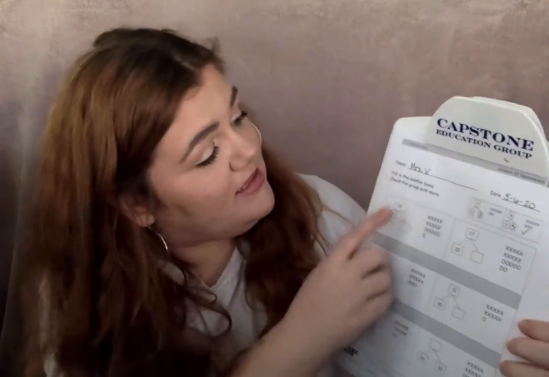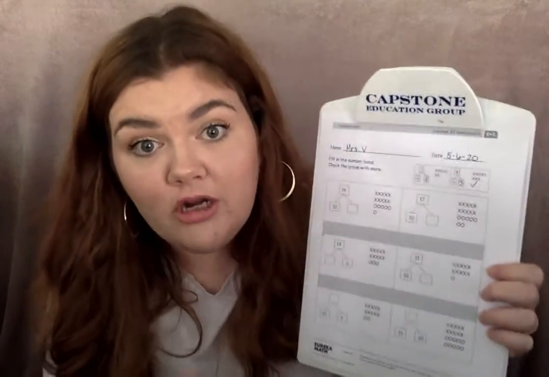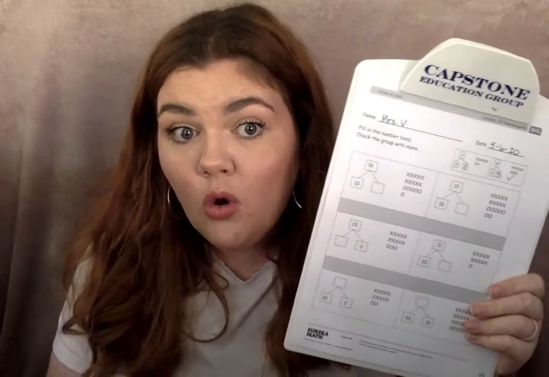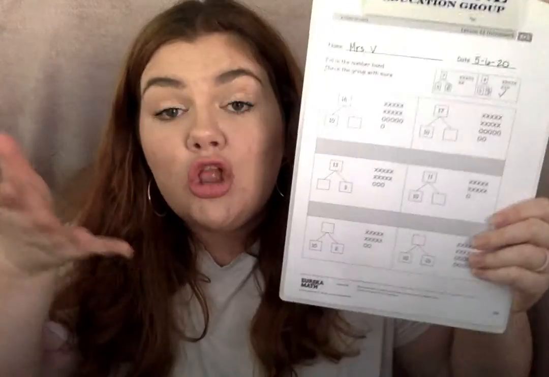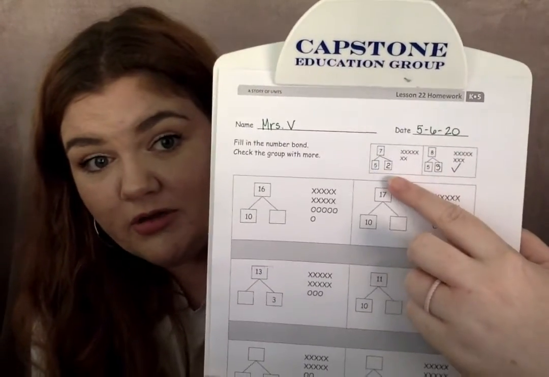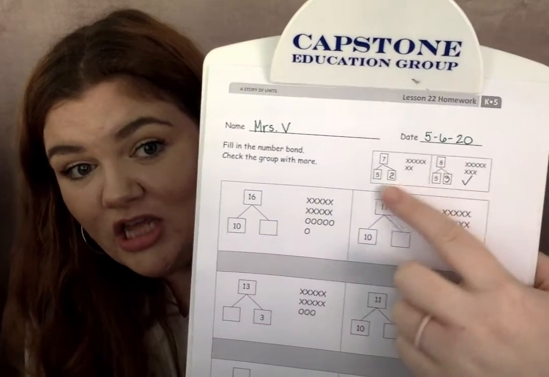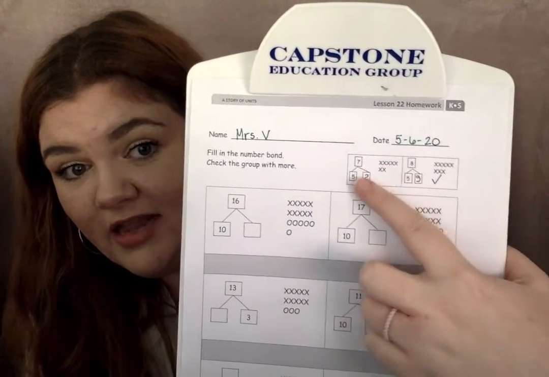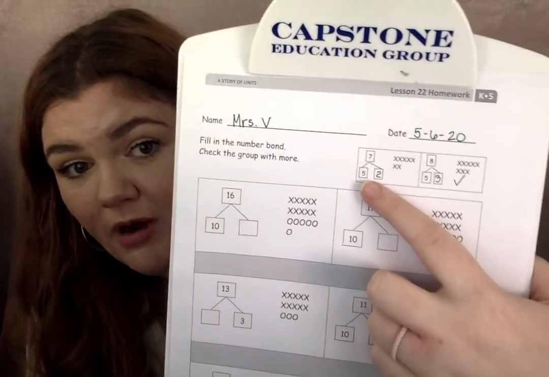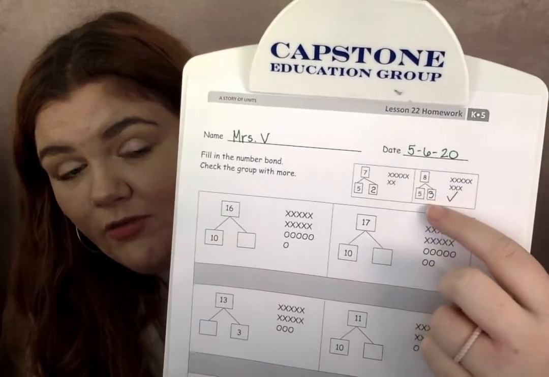So it says up here, fill in the number bond and check the group with more. So which has more or less? Remember we also said more means bigger or larger, and less means smaller, okay? So like it did up here in the example, it gives you the number 7 and the number 8. You had to fill in the number bond for the parts. So the parts of 7 were 5 and 2, and the parts of 8 were 5 and 3.